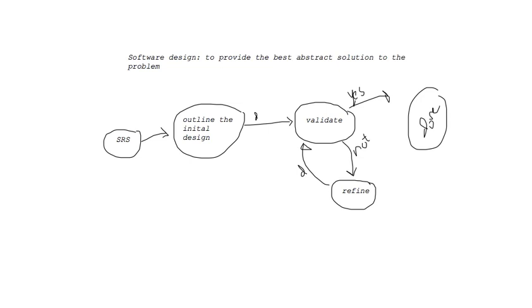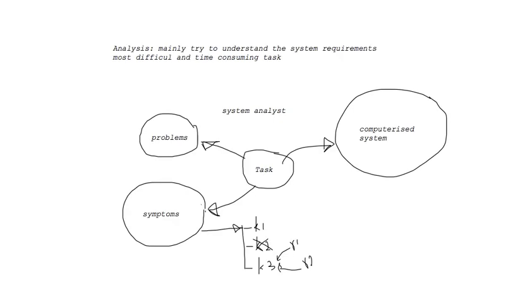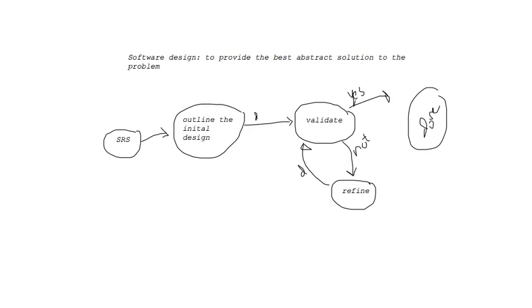Okay, I think now you have some good understanding about system analysis and problems and symptoms, and how to decompose the symptoms, and finally come up with a set of problems to address. And then once a requirement specification comes, we do the design part like this.